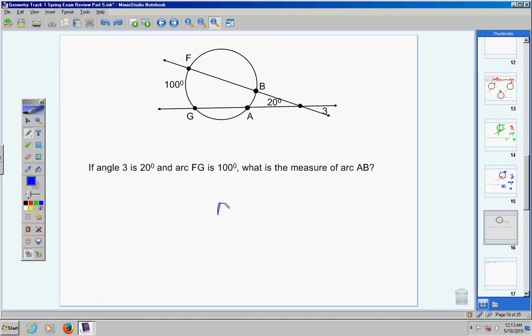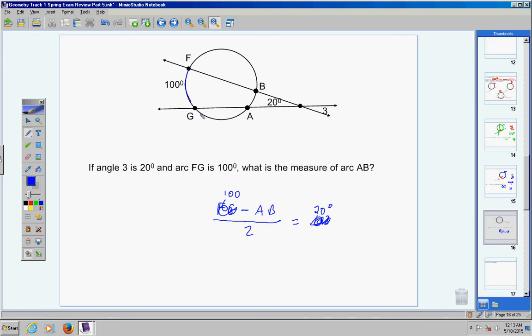So I know if I take arc FG, this arc here, minus the smaller arc AB, and divide it by 2, I will then get the measure of angle 3. Now, for FG right here, I'm going to put 100. For AB, I'm going to leave it AB. And for angle 3 right here, I'm going to put 20 degrees because that's given to us right here. Now, let's solve this equation.